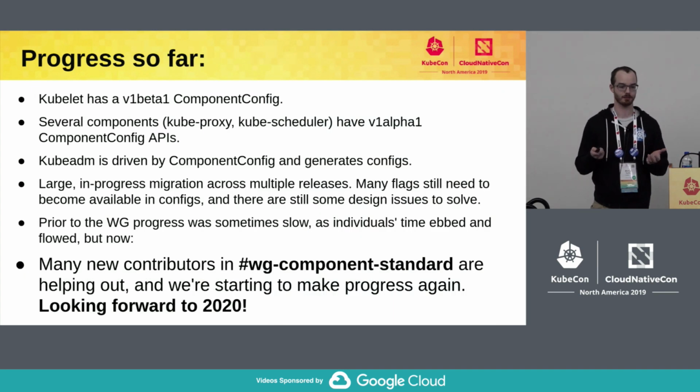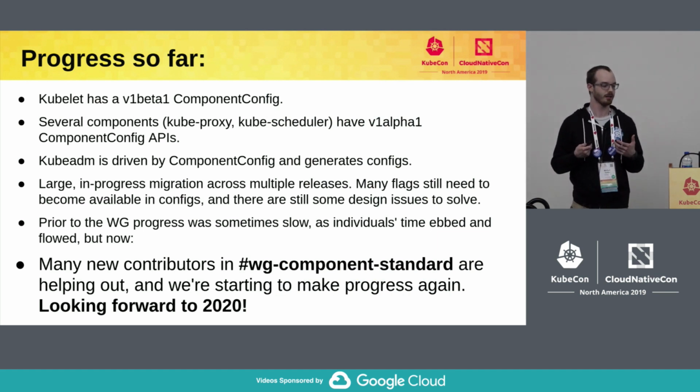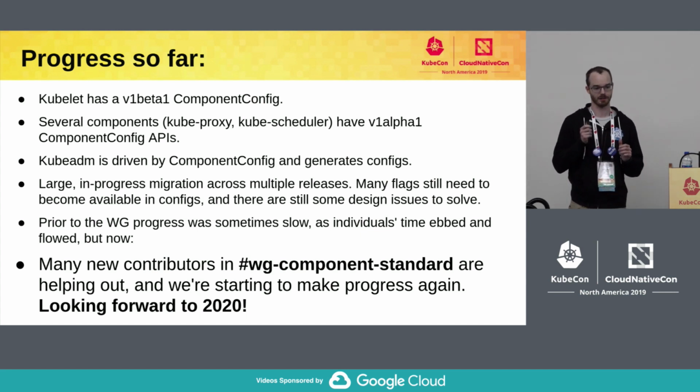And so what's actually our progress so far in doing this? Well, about a year ago, I was working on it a lot. And so we managed to get the kubelet to a v1beta1 API for component config. We had a few other groups in the community pick up the idea and start to implement it in components like kube-proxy and kube-scheduler. And so those are currently sitting at v1alpha1. kubeadm was really enthusiastic about it and is actually totally driven by component config Kubernetes-style APIs today. And it can generate the configs for the other components.